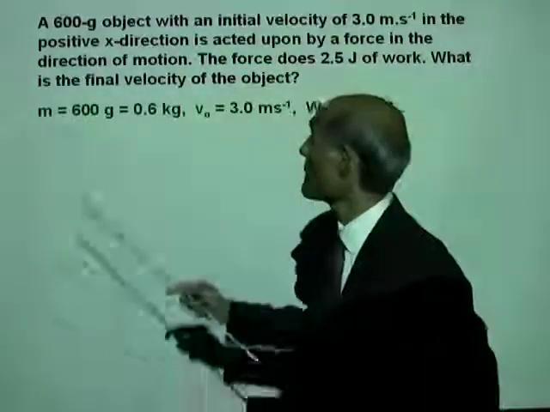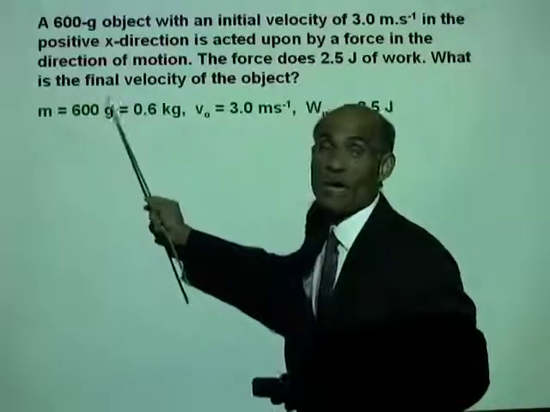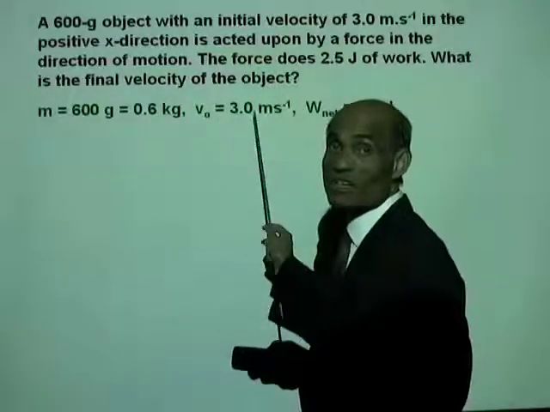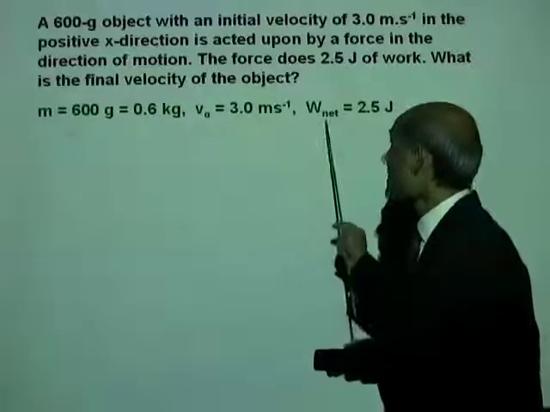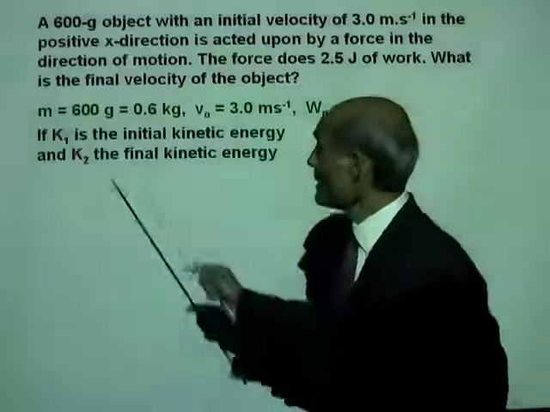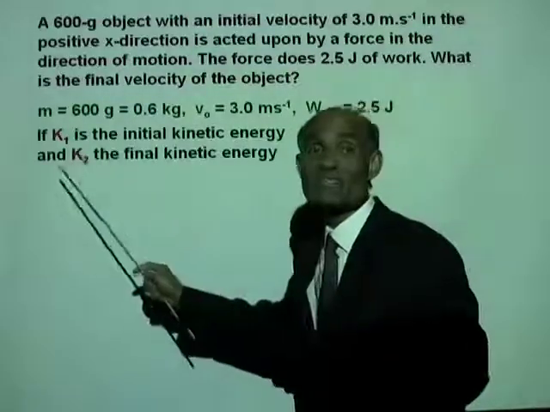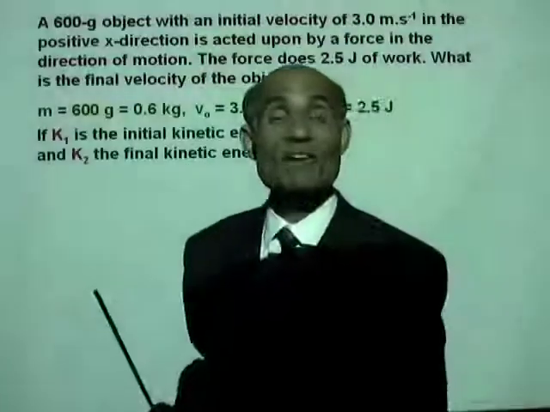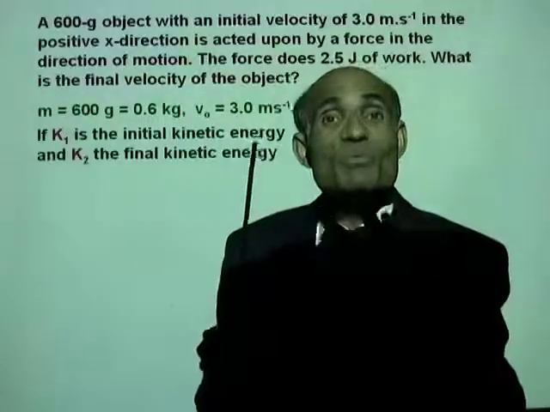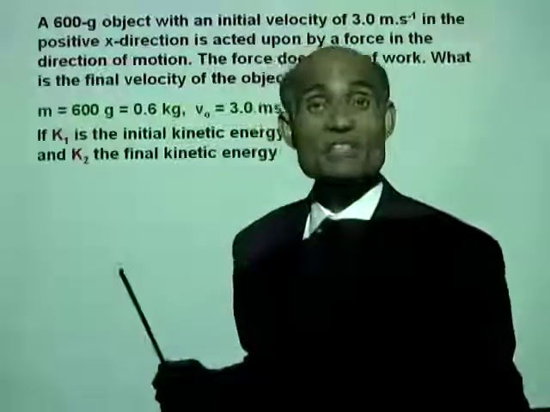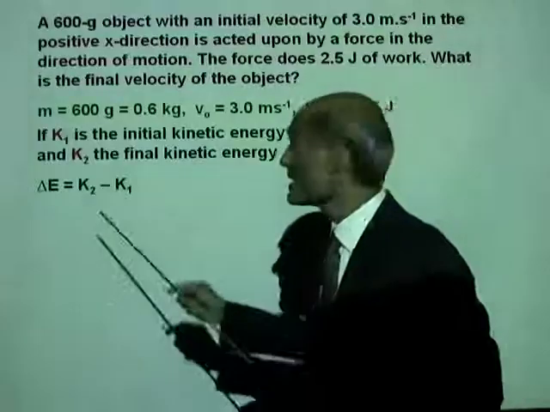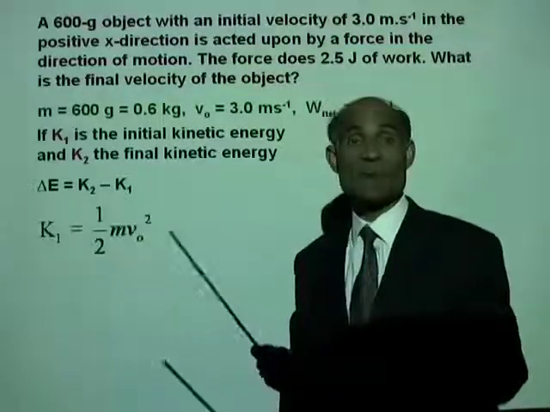Let's take our data. The mass of the object is 600 gram, that is 0.6 kilogram. The initial velocity is 3 meters per second, and the net work done is 2.5 joules. If K1 is the initial kinetic energy and K2 is the final kinetic energy, the change in energy delta K must be equal to the net work done by the external force. Is that right? Yes. So delta E, the change in energy, is K2 minus K1.